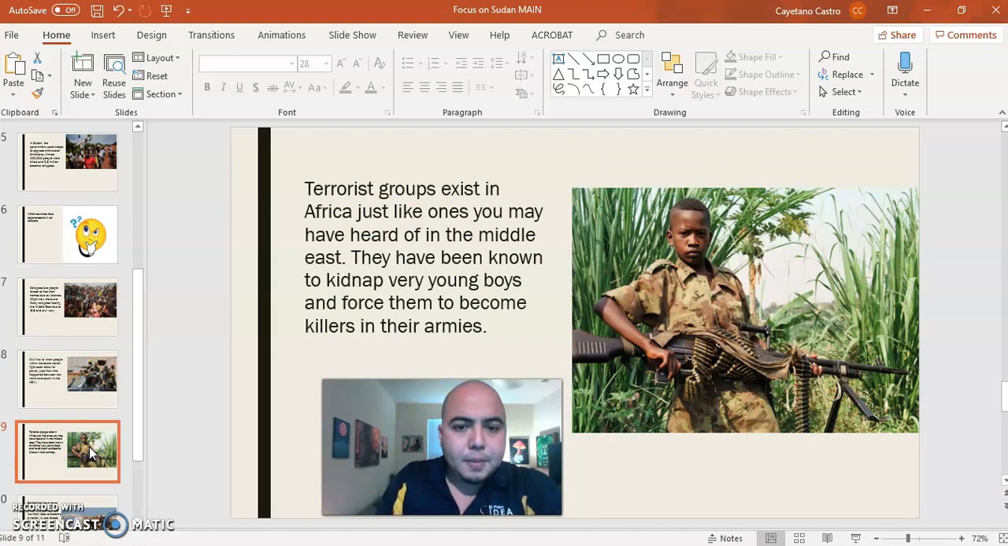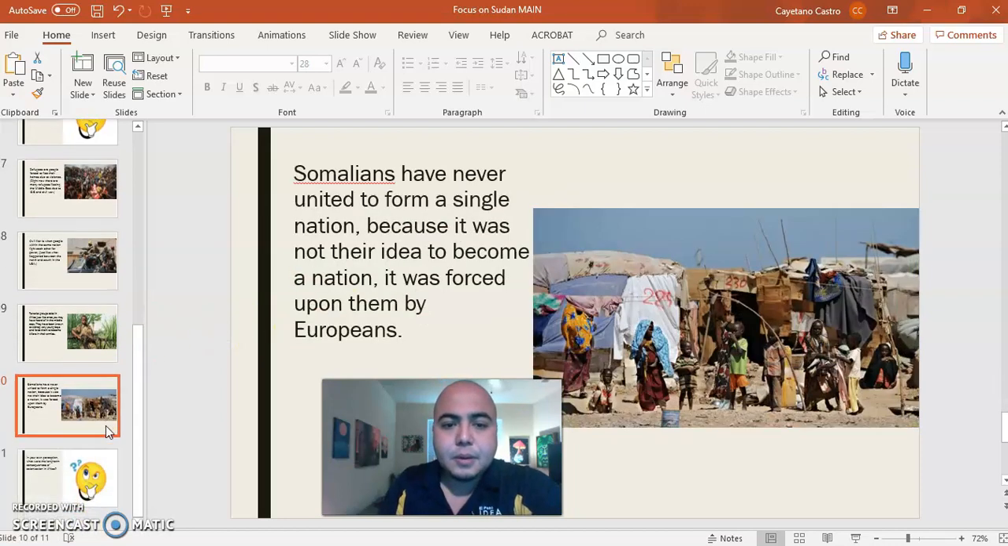Terrorist groups exist in Africa, just like ones you may have heard of in the Middle East. They have been known to kidnap very young boys and force them to become killers in their armies. This is a little boy who was more than likely kidnapped from his family and forced to fight for a group. Somalians have never united to form a single nation because it was not their idea to become a nation. It was forced upon them by Europeans. These are some of the effects we have from colonization.